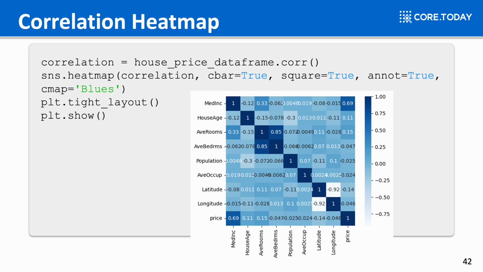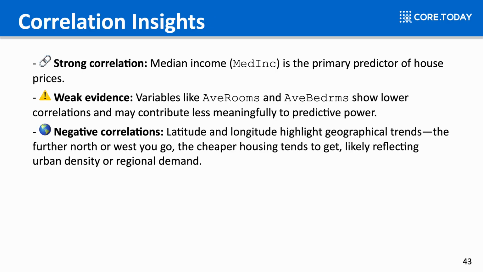This heat map reveals how strongly each feature is correlated with the others. Pay close attention to MedInc. It has a strong positive correlation with price, confirming income as a key driver of housing values. You also notice weaker or even negative correlations, such as latitude and longitude with house prices, reminding us how geographical location impacts affordability. Correlations tell a story.